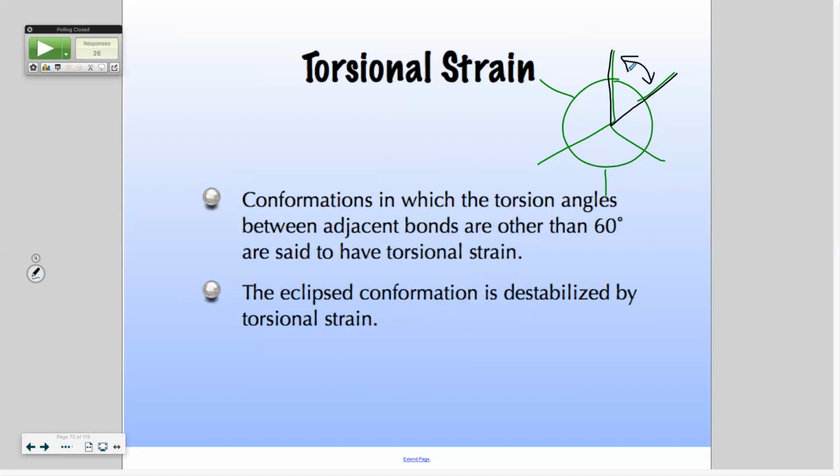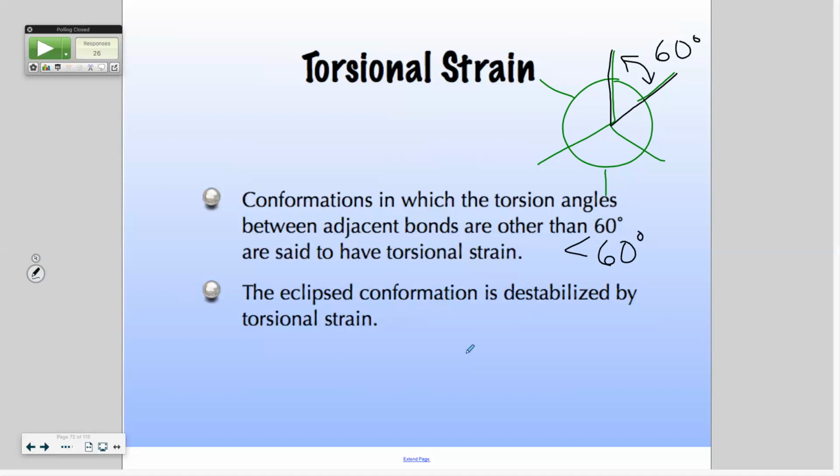It's 60 degrees. Because as you go around, you're going to end up with 6 pieces. So it's not just like a split. If your angles are other than 60 degrees, and basically smaller than 60 degrees, then you have torsional strain. I should put less than 60 degrees.